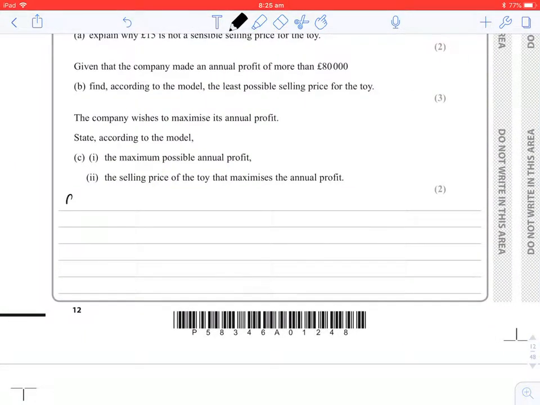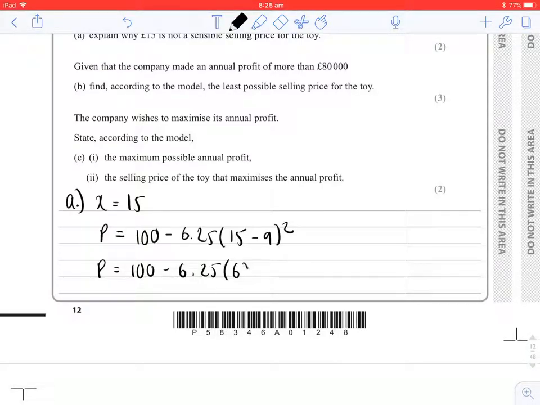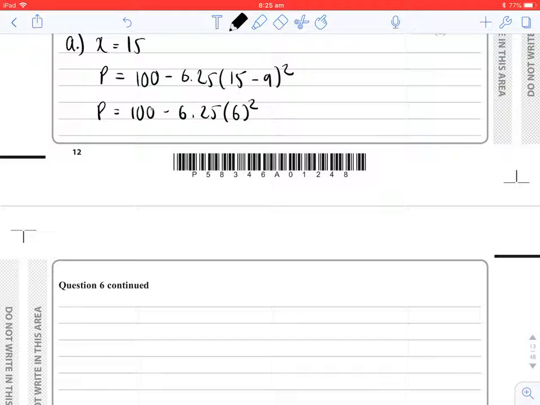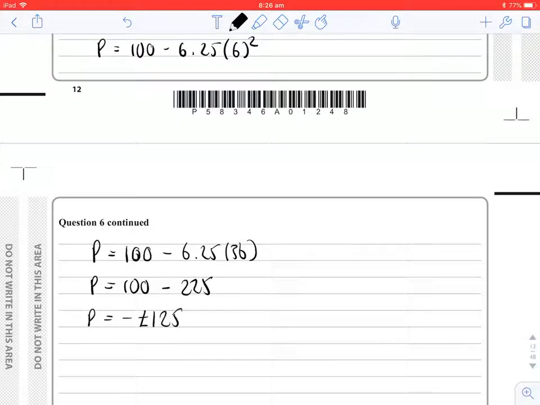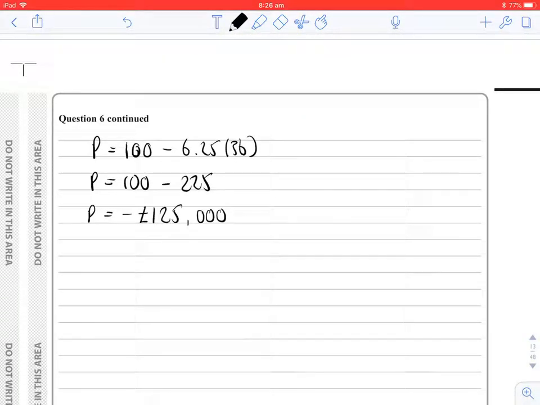So for part A, we want to say why £15 is not a sensible price. If X equals 15, we can say the profit is equal to 100 take away 6.25 lots of (15 minus 9) all squared. So this is P is 100 minus 6.25 lots of 6 squared. So P is 100, take away 6.25 lots of 36. P is equal to 100, take away 225. P is equal to minus 125, and then obviously that's in thousands. So this is not sensible as the company would make a loss.